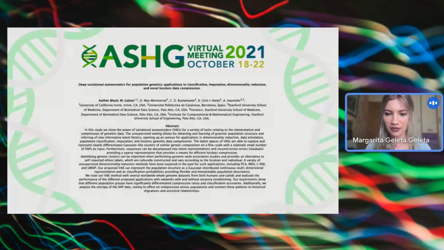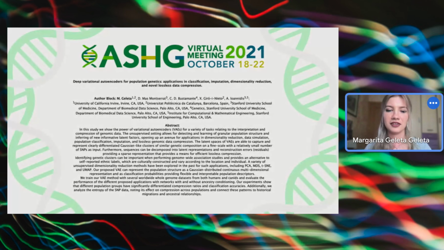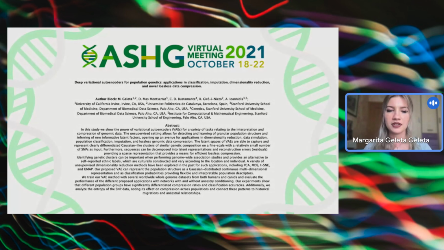All these findings have been presented in this abstract, which was submitted to the American Society of Human Genetics meeting 2021. So we will expect some news on that.